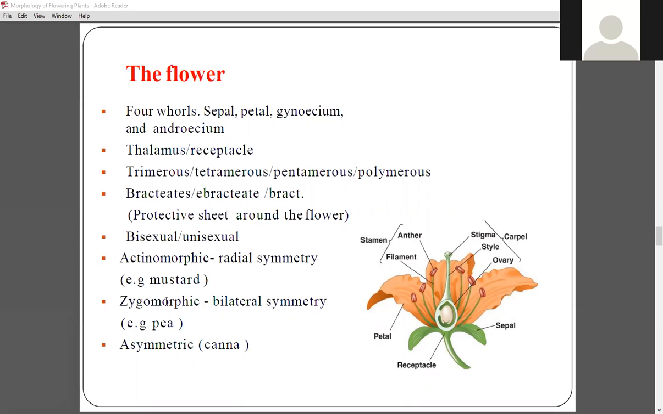Next, two types of symmetry are observed, right? Actinomorphic, zygomorphic, and the third is asymmetric, which is normal, right?